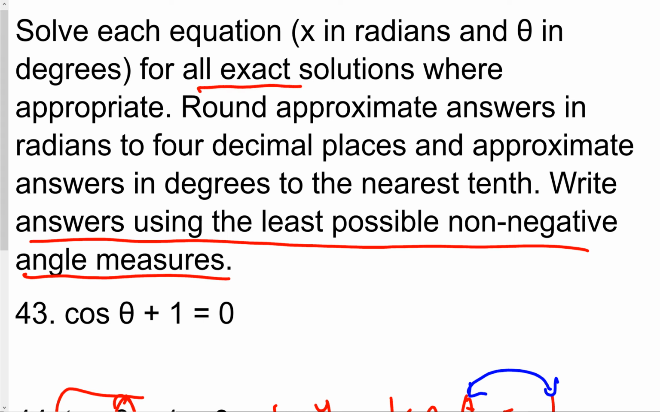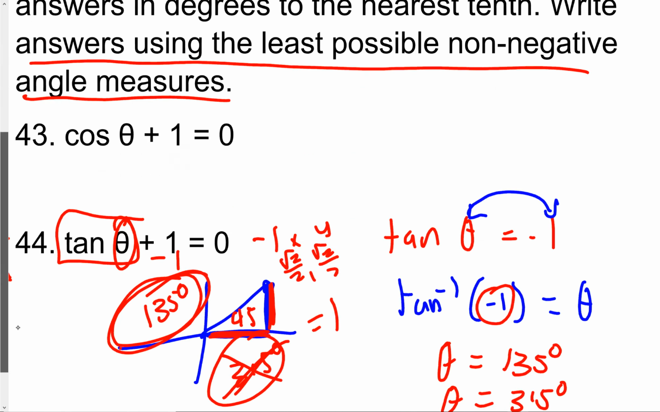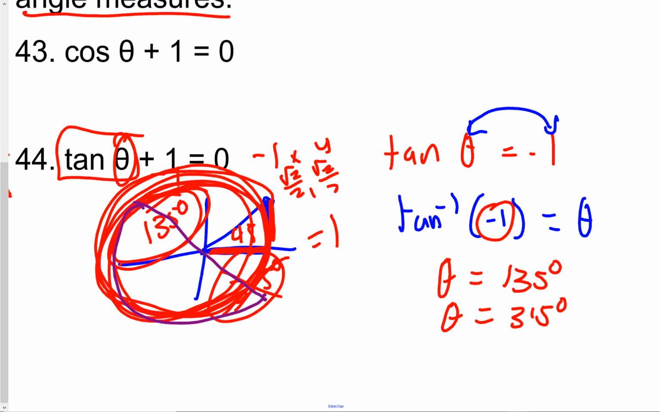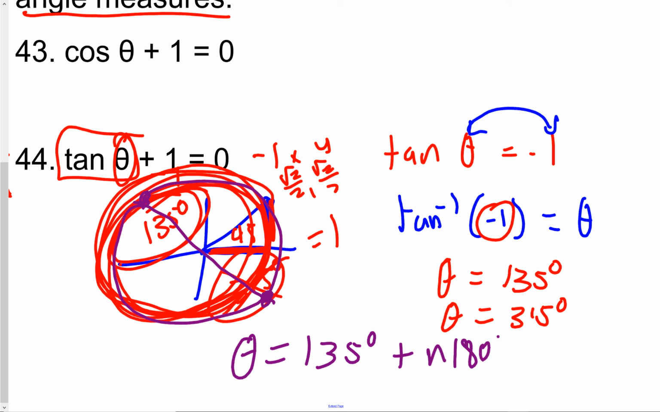all exact solutions. So when they say all exact solutions and they don't give us any parameters, that means around the unit circle, I can just keep on going 360 degrees. So I can keep on rotating 360 degrees every time, right? Or because it's tangent, I only have to go 180. So I go 180 and I get my answer, right? -1. I go another 180, get my answer. So my answer for all exact solutions is 135 degrees plus n, which represents any integer, times 180 degrees.